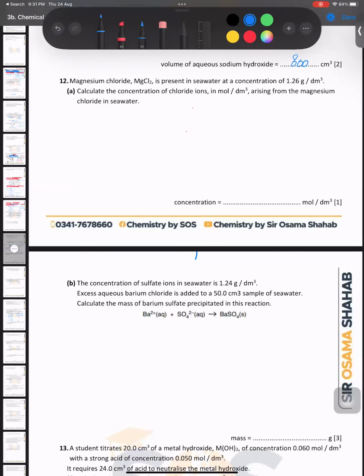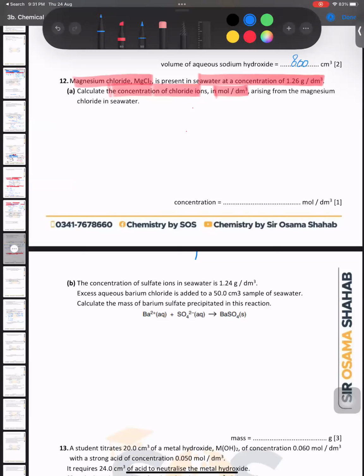So the question is saying magnesium chloride is present in seawater. Concentration is 1.26 gram per decimeter cube. Calculate the concentration of chloride ions in mole per decimeter cube, right? And arising from the magnesium chloride in seawater. So what you need to do, you need to find out the concentration of chlorides in seawater. Right, so we can solve this. Let's try a magnesium chloride and the concentration of chloride.